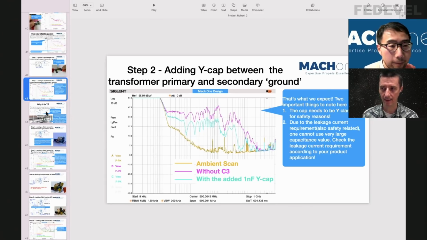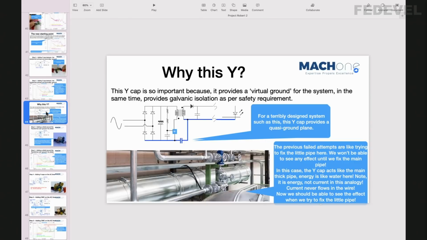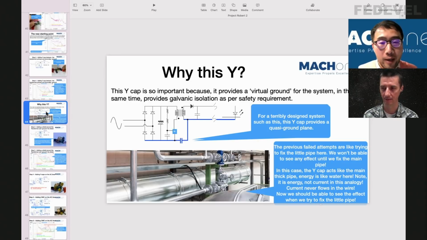Okay. So why did this help? Yeah, look, I had these slides. As you already understand, it's really just to bring down the voltage difference from a radio frequency point of view. And I use an analogy here.